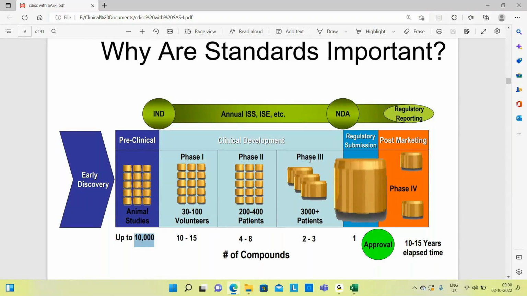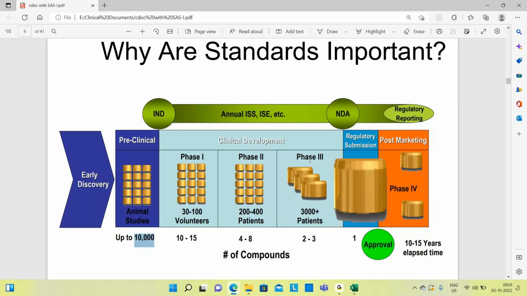Right. And phase 3, you can see it is 3,000 plus patients. So maybe in phase 3, they have to work on 2 to 3 trials. So in the first go, drugs will not be approved. Sometimes you have to work on 2 to 3 trials also. And once your phase 3 is approved, the next step is that you have to submit all the data to the regulatory authority.